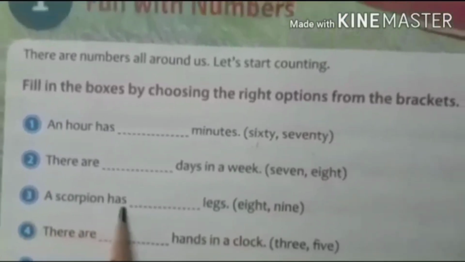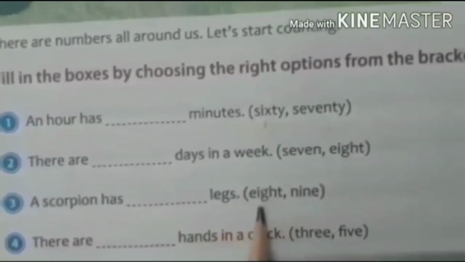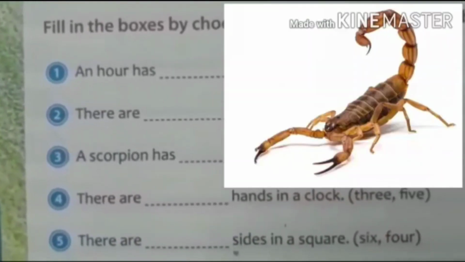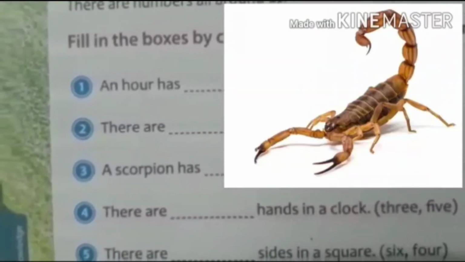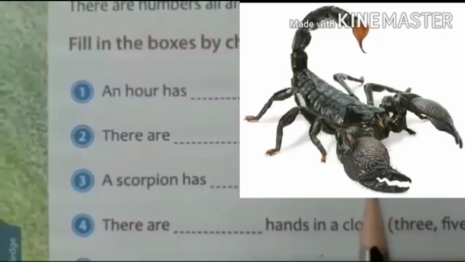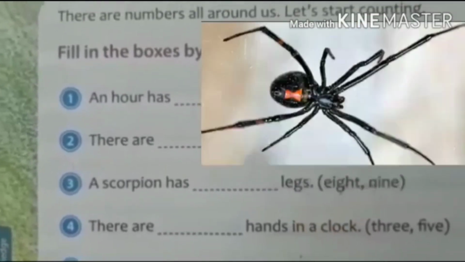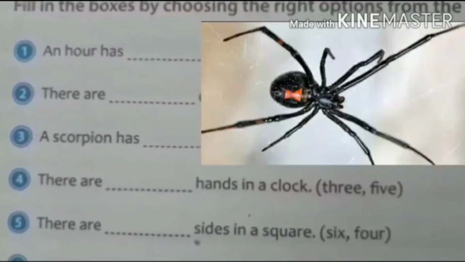Okay. Next question, third. A scorpion has dash legs, 8 or 9. Scorpion എന്ന് പറഞ്ഞാൽ നിങ്ങൾക്കറിയാം തേളാണ് ആ സാധനം. നോക്കിക്കേ പിക്ചർ കണ്ടോ? A scorpion has 8 legs. Do you know any other insect that has 8 legs? Spider. You have seen spider in your house?